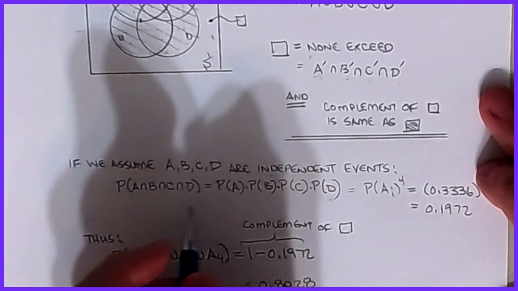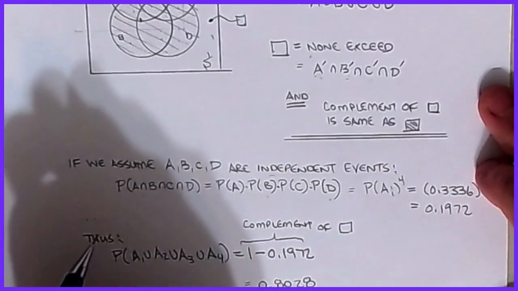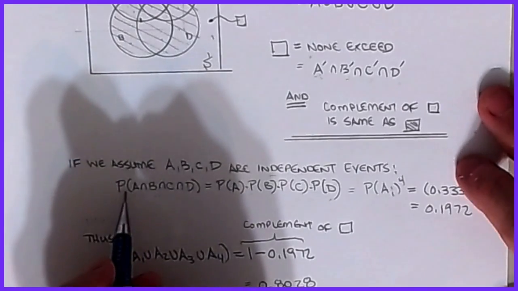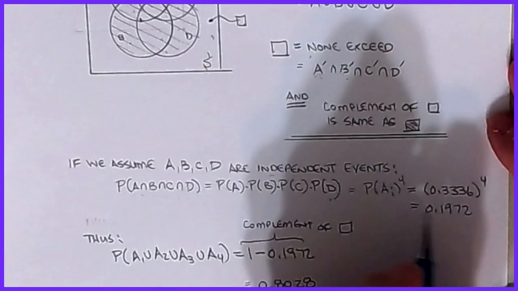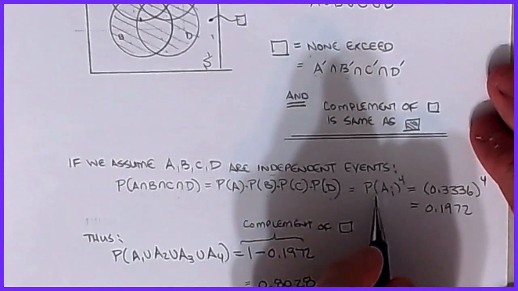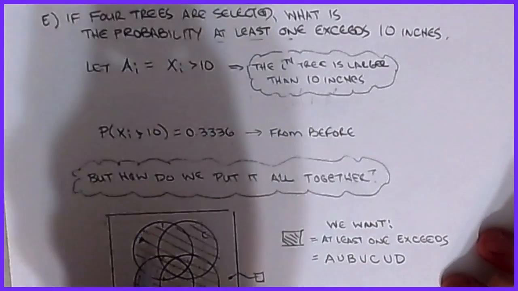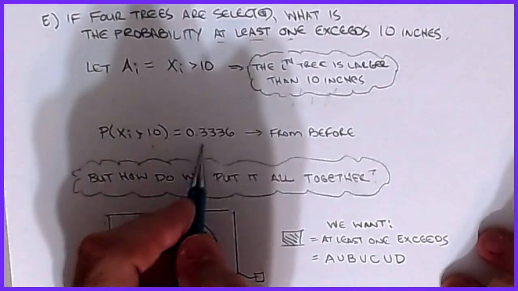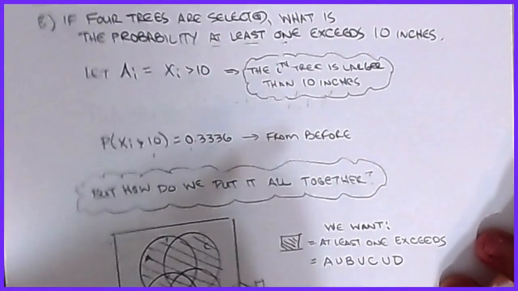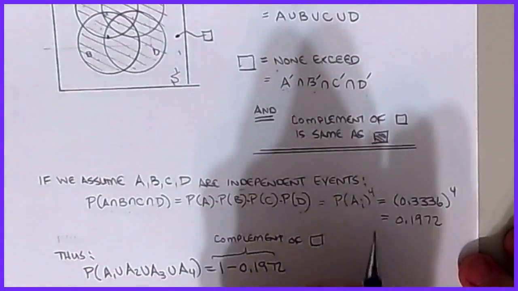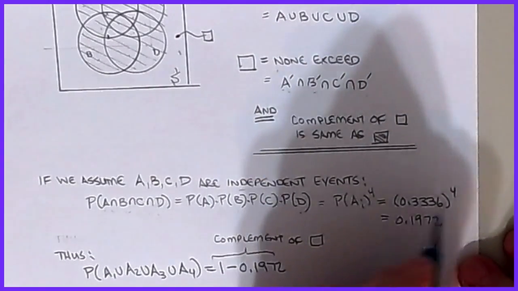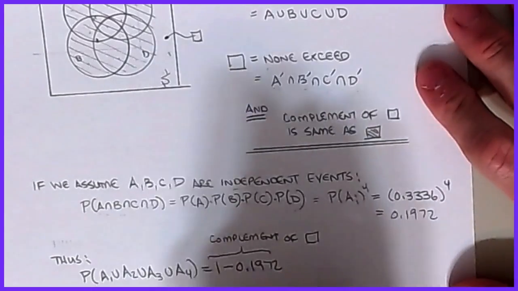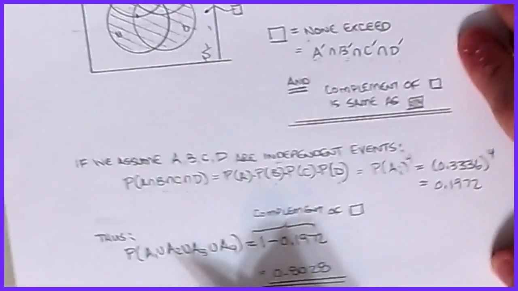And so if we go through and do that, the probability that all 4 of them are happening is going to be equal to the probability of a single one, which we called out as a single one exceeding 10, 0.3336. Okay, and so that probability is now 0.336 raised to the 4th power. Okay, and that numerical quantity is 0.1972.